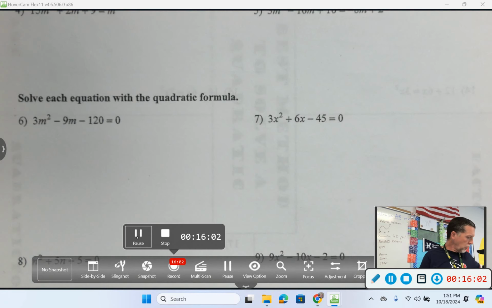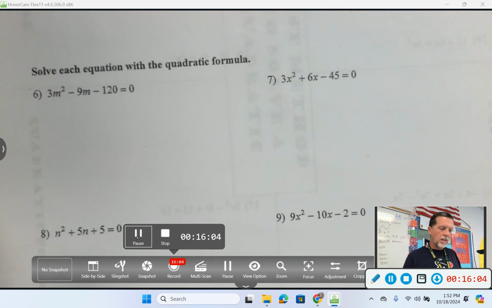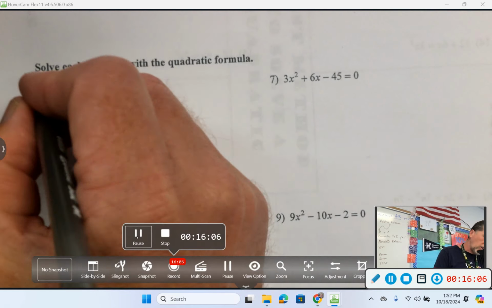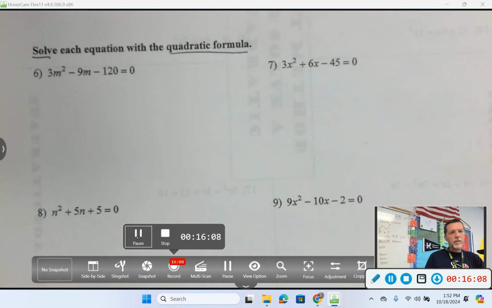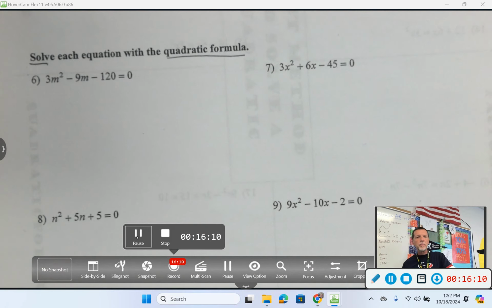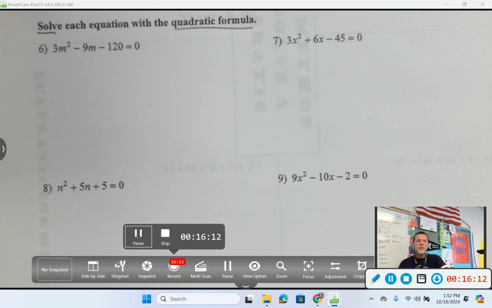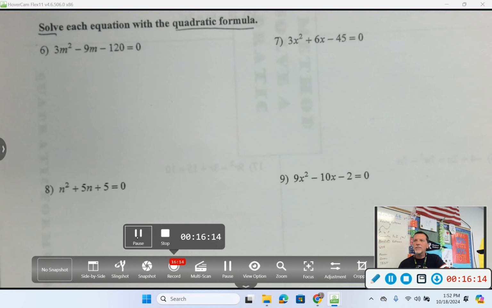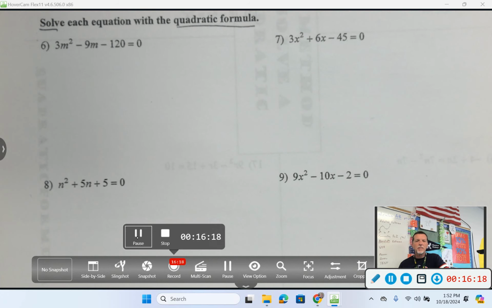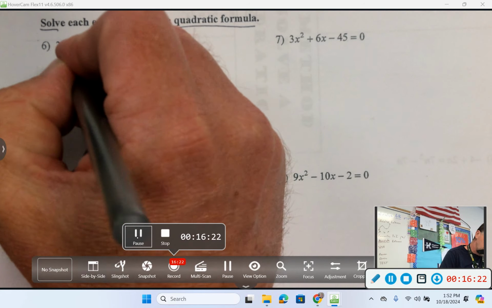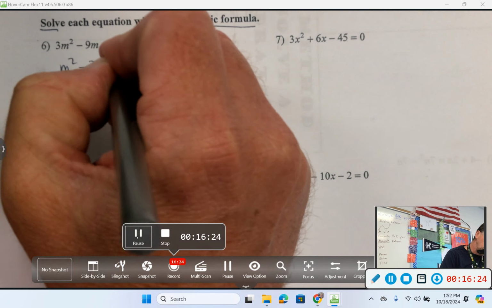All right, let's skip 4 and 5 and jump ahead to number 6. Solve each equation with the quadratic formula. So now we get to do the full thing here. Looking at number 6, 120 looks terrible, but what could we do first on number 6? Let's divide by 3. Much easier numbers to deal with.